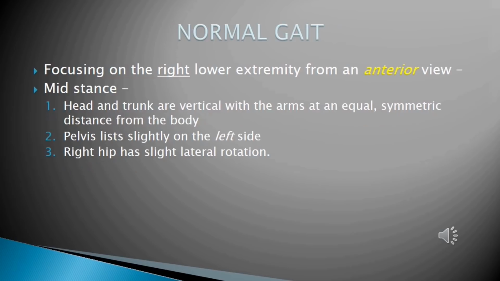Okay, let's talk about the anterior view. What are some findings of the mid-stance phase of gait during heel strike from the anterior view? Well, we see that the head and trunk are vertical with the arms at an equal and symmetric distance from the body. The pelvis lists slightly on the left side. We see that the right hip has slight lateral rotation.